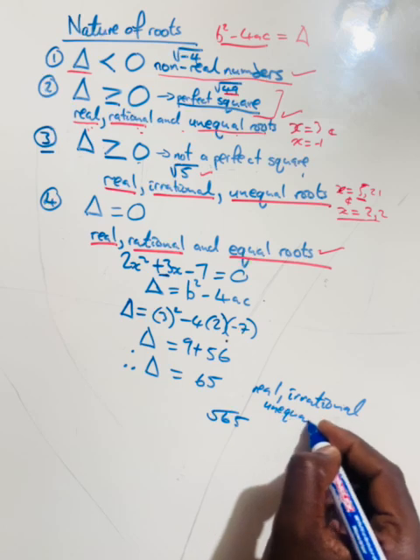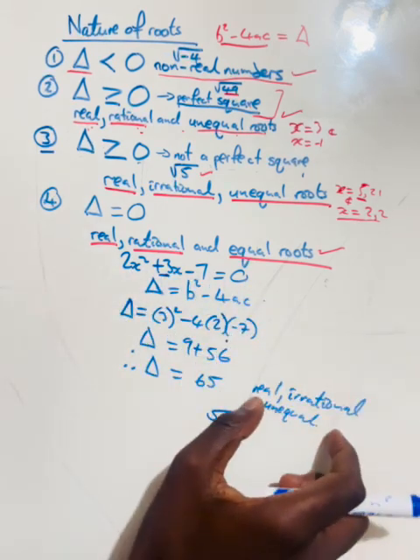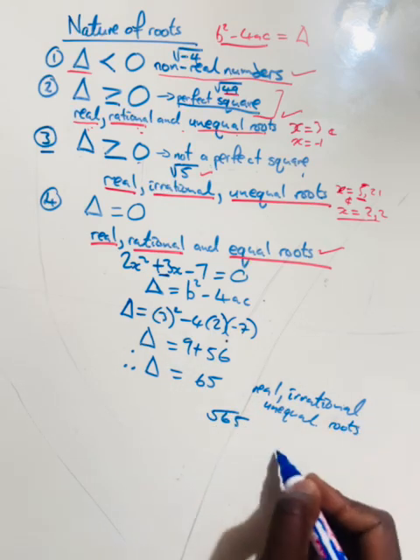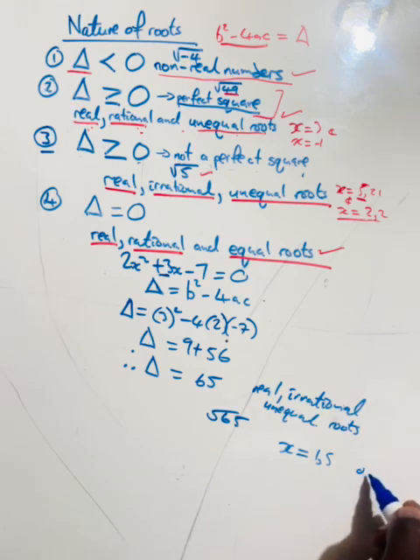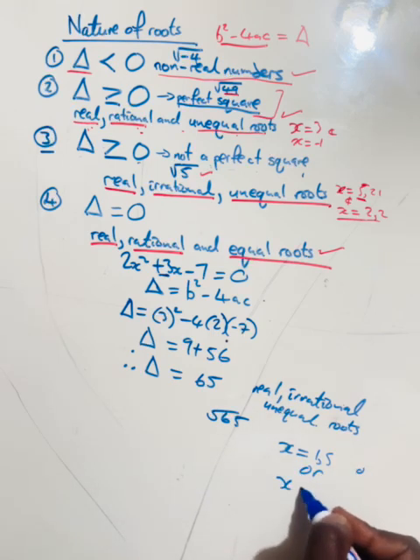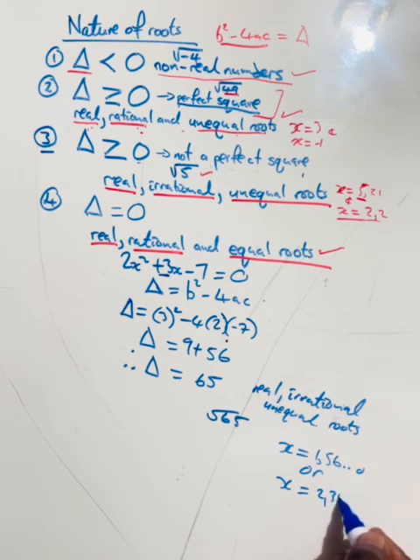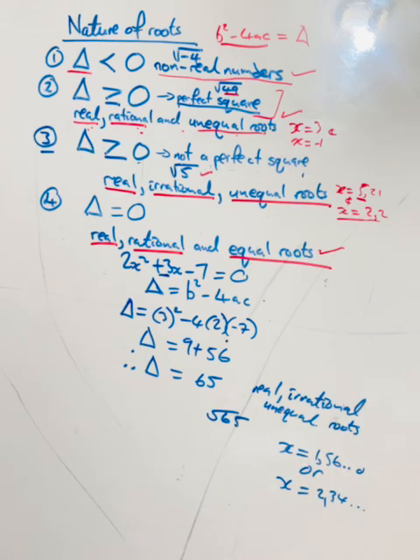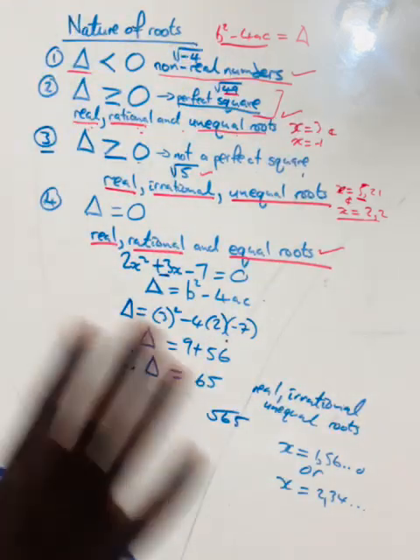Meaning to say that when you solve for x for this equation using your quadratic formula, you're going to get unequal roots. Unequal roots simply means x is equal to 1,5 something, or x is equal to, let's say 5,6 and then ellipsis, or 2,34 something else, but the numbers are irrational. That's what it means. So this was the last scenario that we had for the nature of roots.